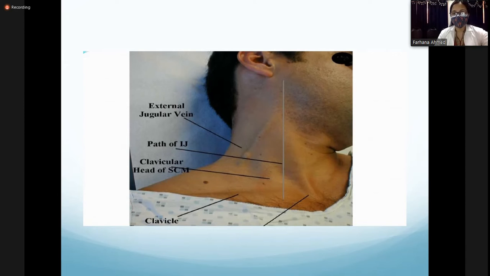The internal jugular vein arises between the two heads of the sternocleidomastoid muscle. One is the clavicular head, one is the sternal head. It lies between the two heads and then takes a straight course behind the angle of the jaw and then to the ear lobule, behind the ear lobule. This is the pathway of the internal jugular vein, and to see the internal jugular pulsation, we need to look at this side, not this side. This is the external jugular vein.